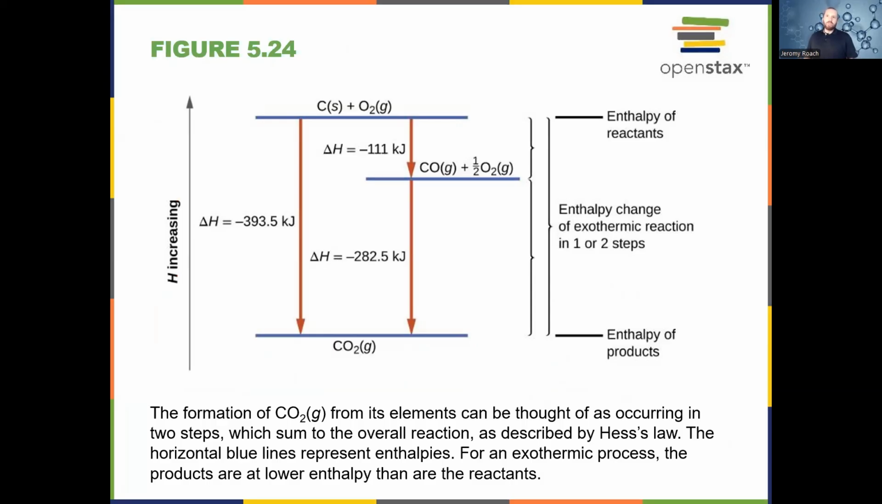This is a diagram that shows multiple reaction pathways. From that same reaction, we have a direct route from A to C. Here's point A, and here's point C. We have a direct route from A to C. We have a multi-step route, we call this B, from A to B to C. But both routes lead to the same change in enthalpy. This demonstrates that enthalpy is a state function and that Hess's law holds true.